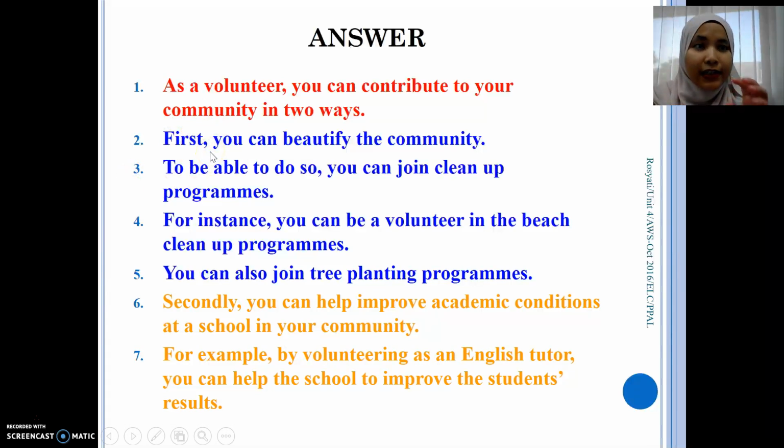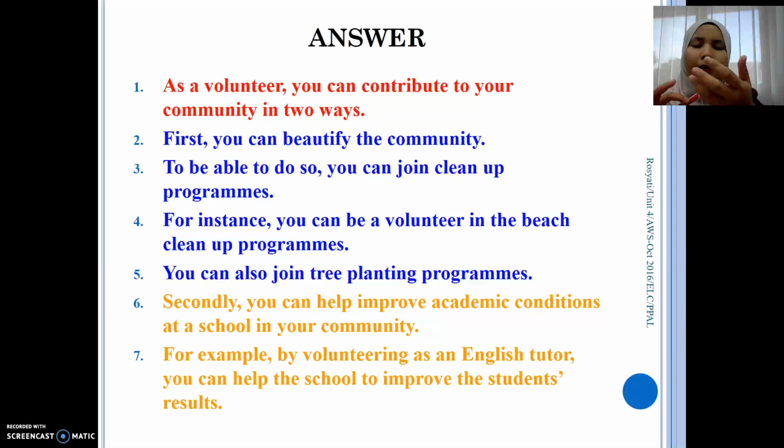First, this is what we call a discourse marker. Discourse marker in sequence. That means when you see first, second, third, fourth, or even in your own writing, it will be good if you can use these markers, because these markers will help your reader to understand the flow of your ideas. Okay, so first you can beautify the community. So what's next? It must be something related to beautifying the community. So I chose: to be able to do so, you can join cleanup programs. So cleanup programs is one of the ways to beautify the community.